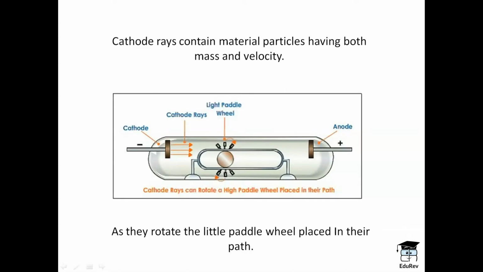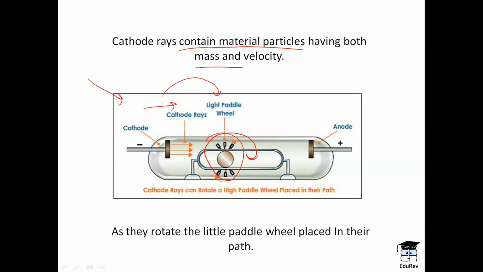The second characteristic was that cathode rays contain material particles having both mass and velocity. How was this proved? This was proved with this experiment when we placed a light paddle wheel inside a discharge tube. Again, cathode rays were allowed to pass, and the result was that this light paddle wheel started to rotate.